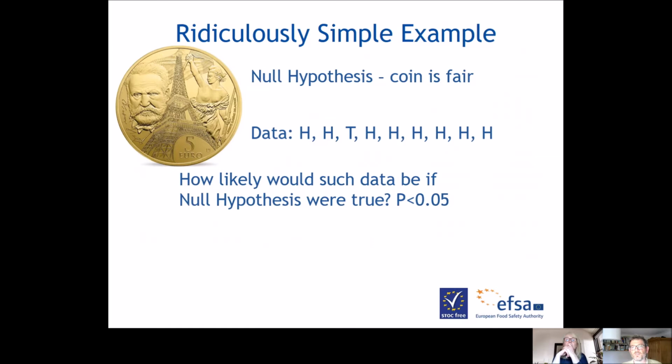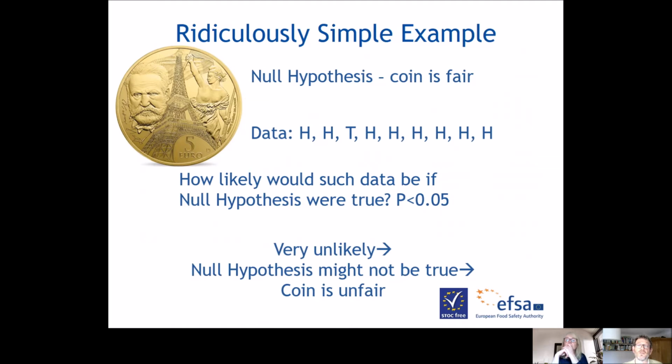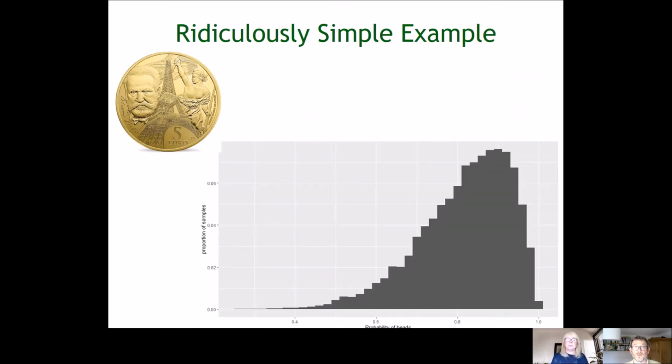So the frequentist approach is to say, how likely would it be to get such data if indeed the coin was fair? And we end up with a probability, and that probability is our famous p-value. And if the p-value is small, as it is in this case, then we think that it's unlikely that the null hypothesis was true, given that it's unlikely to get such data if the null hypothesis were true. And so we reject that null hypothesis and decide that the coin is unfair.